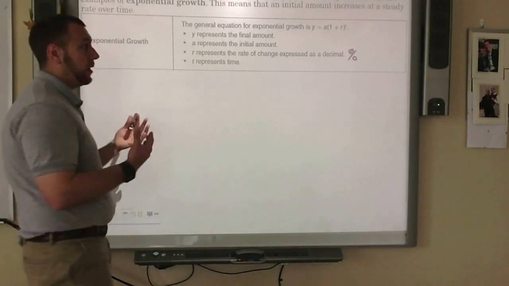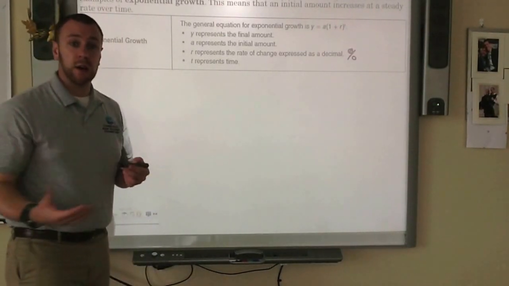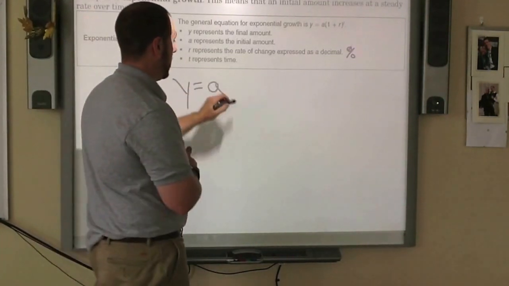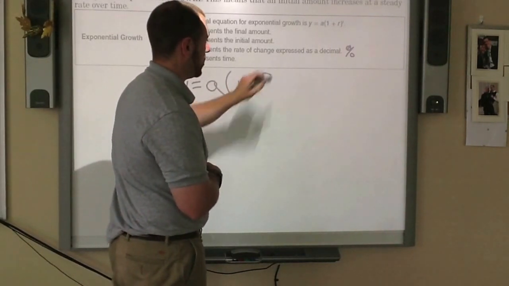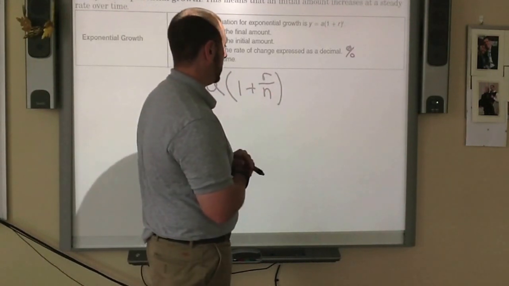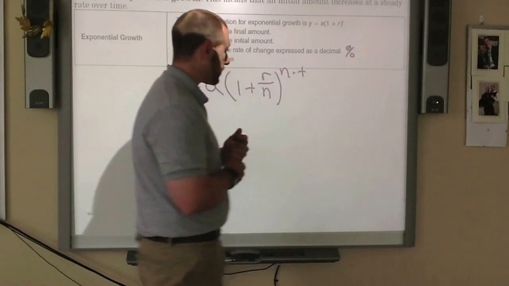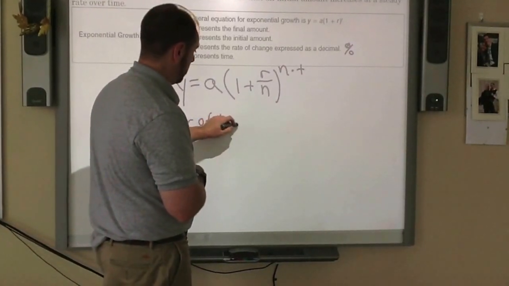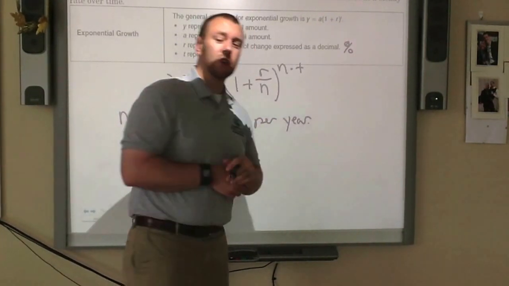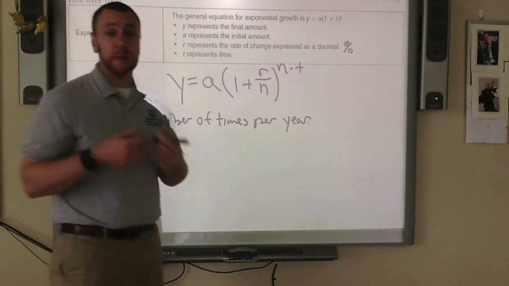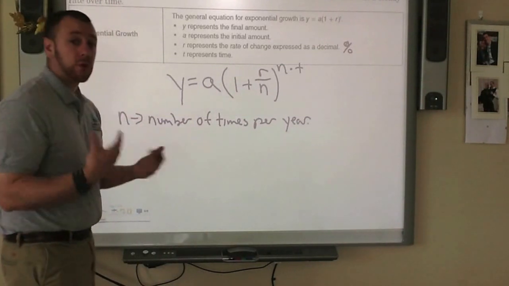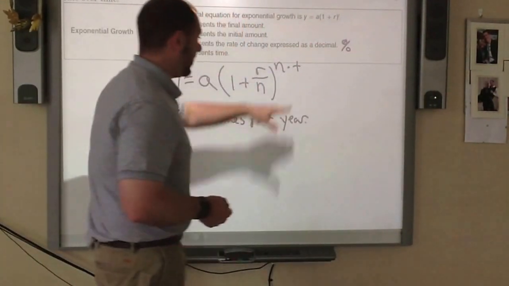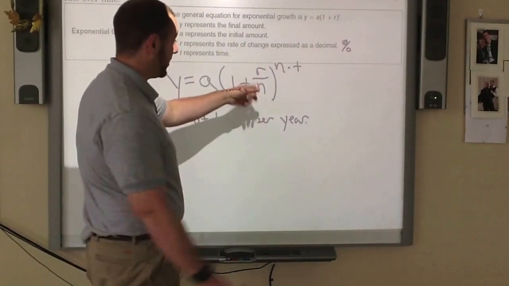But oftentimes in real life, we're not dealing with just yearly growth. We're dealing with monthly, quarterly, that sort of thing. So there's a slight variation of that equation: y equals a parentheses 1 plus r divided by n, parentheses raised to the n times t. Now the n represents the number of times per year. So that could be monthly, so n would be 12. Semi-annually, n would be 2. Every 3 months would be 4, because there's 4 3-month chunks. So those are the two equations that we're going to be using. I use this one exclusively, and when I deal with yearly, I just change the n to 1.